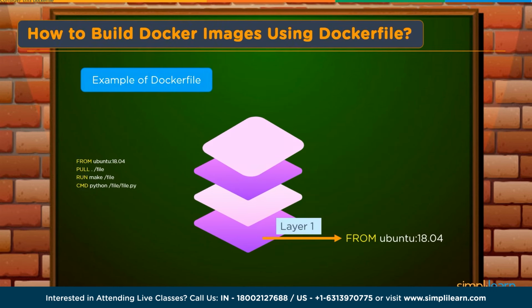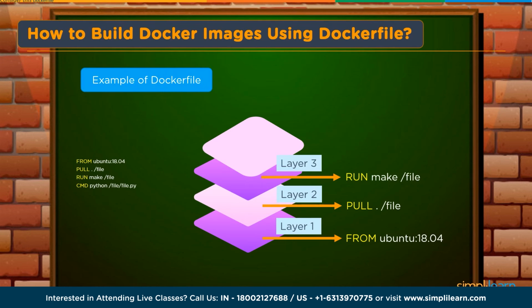Right, so layer 1 is Ubuntu 18.04, layer 2 is the pull, and the third layer is where we run the make command to run the file which we have pulled, and then finally the last one is where we are using the CMD command. The difference between RUN and CMD is that CMD will run only when you run a Docker container. The RUN attribute will be executed during the Docker build part.